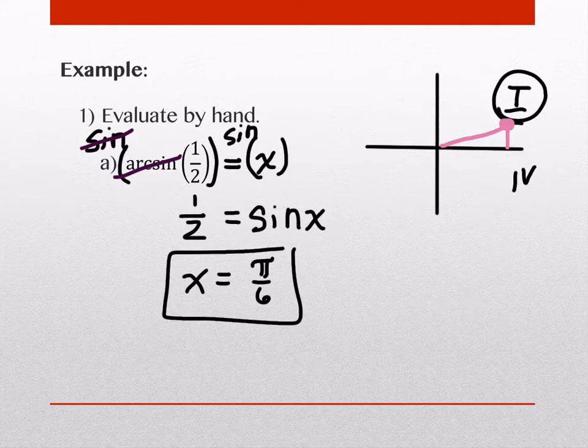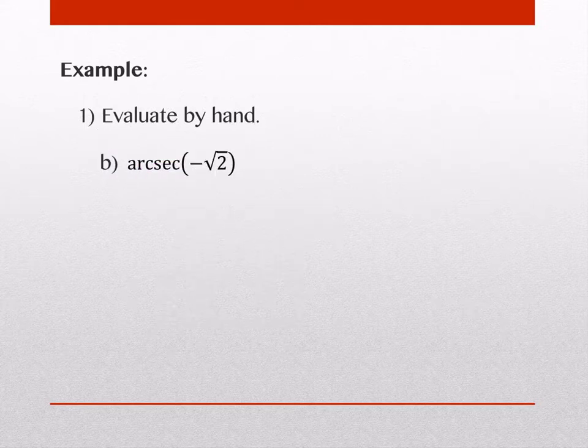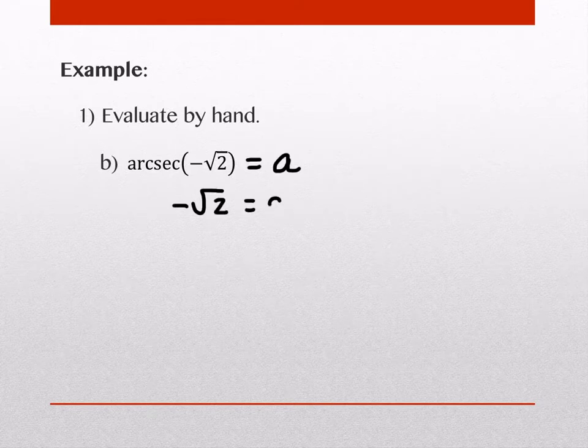Okay. This one is arc secant. So we can do the same thing. Again, there's no special letter. I'll use A here just so that I can show you it doesn't matter what the letter is. I have negative square root of 2 equals the secant of A.